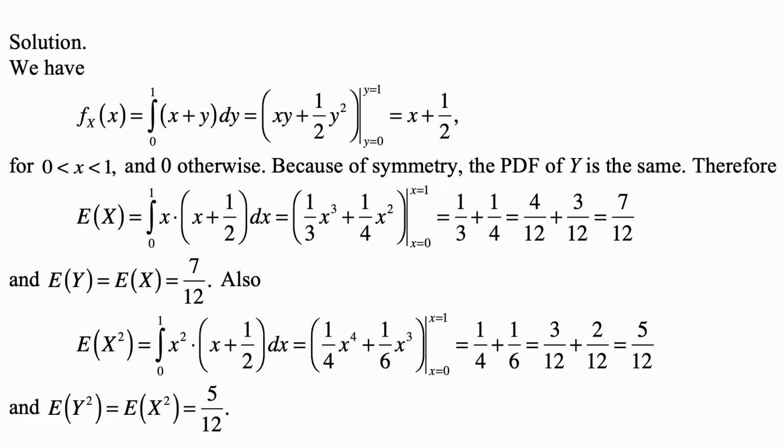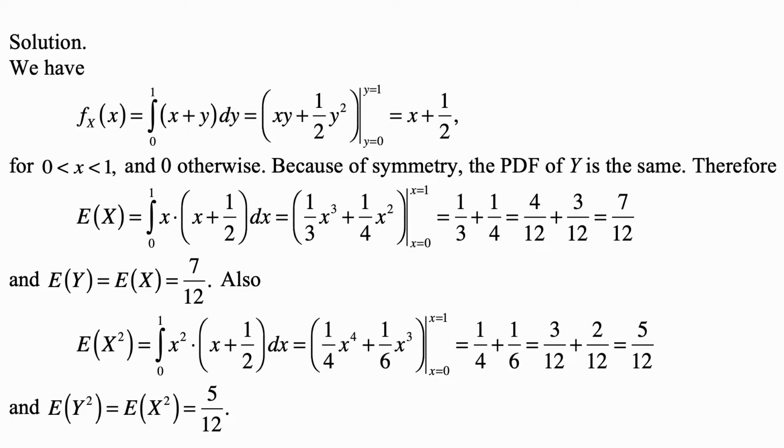And here's a solution. The marginal density of X is the integral over all values of y from 0 to 1 of x plus y dy. That's xy plus 1/2 y squared from y equals 0 to y equals 1, so it's x plus 1/2 for x between 0 and 1 and 0 otherwise. And because of perfect symmetry between X and Y in this probability distribution and in the PDF formula we were given, the marginal PDF of Y is the same.